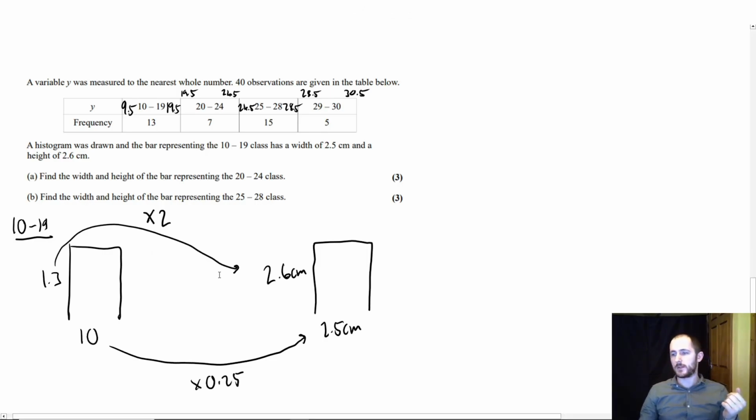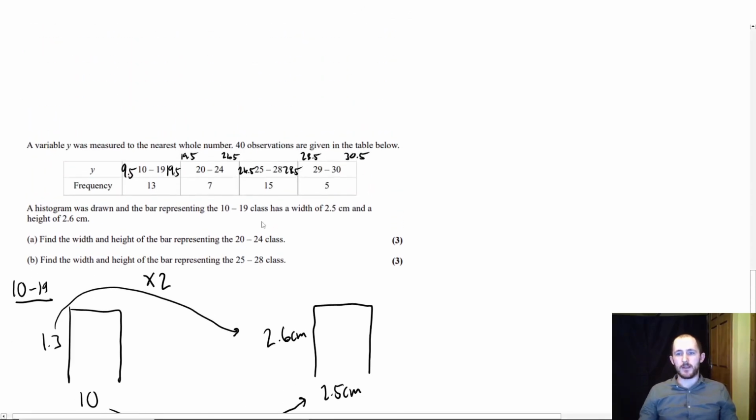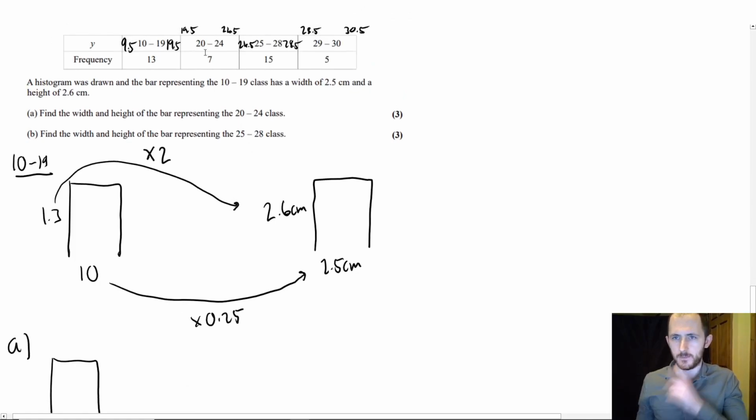Okay. So keep going. So part A, we're going to do the exact same thing, the 20 to 24 class. If you notice, by the way, if you took the class width of just 19 minus 10, it would give you 9, whereas the actual class width is 10. Because again, keep in mind you have to do the filling in. So you will get the answer completely wrong if you don't do that. So be 100% careful of that. So 24.5 minus 19.5 will give you 5.